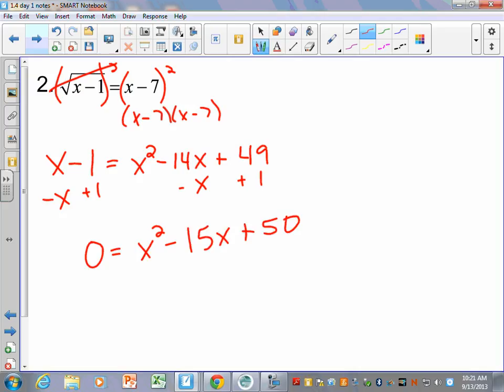I really love to factor when there's just an x squared in front. So I'm going to ask myself, can I think of two numbers that multiply to give me 50 and add to give me 15? 10 and 5?